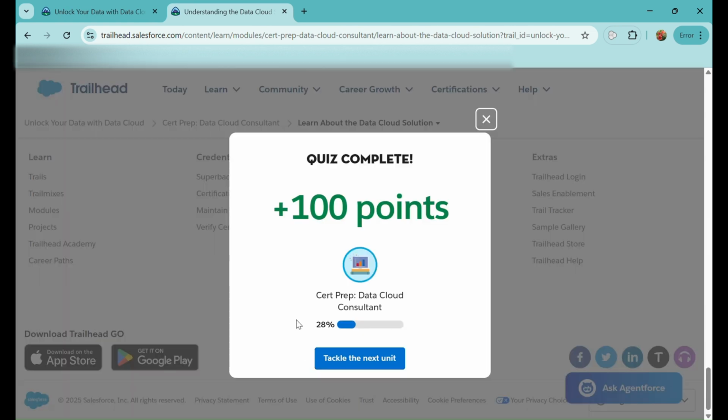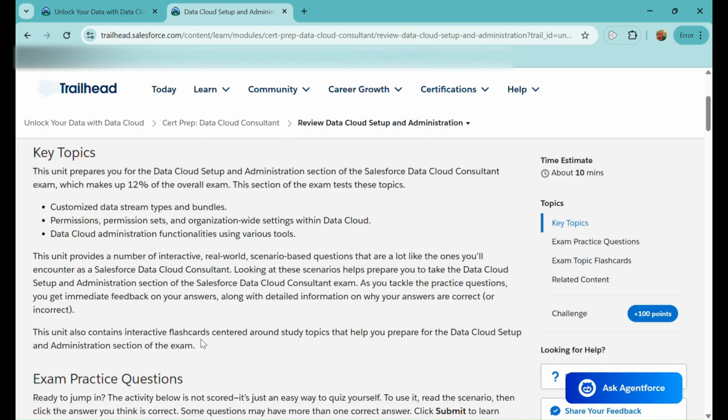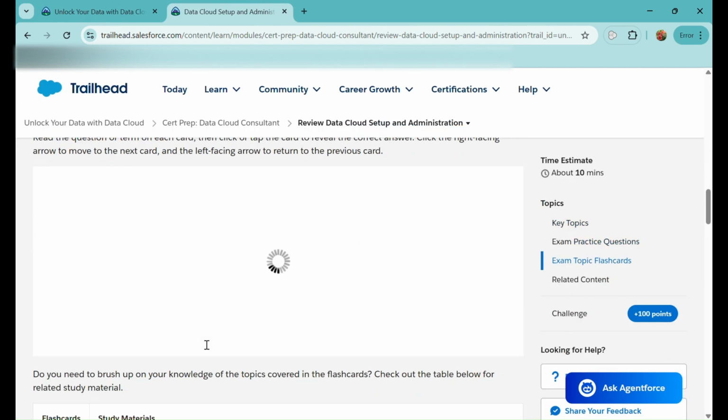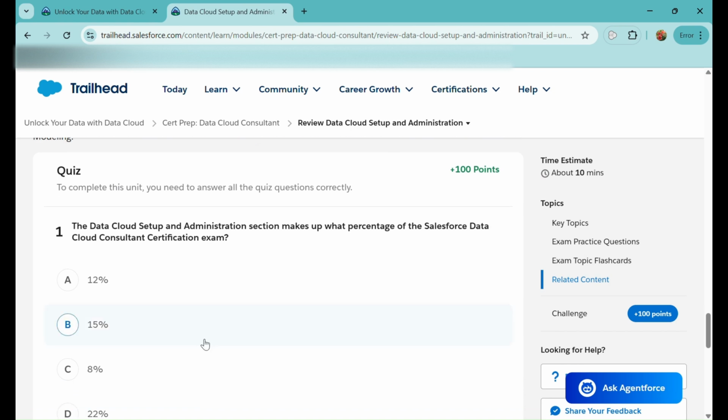Let's move on. Let's go to the next unit, that is review Data Cloud setup and administration. So we'll go to the quiz again. First question is, the Data Cloud Setup and Administration section makes up what percentage of the Salesforce Data Cloud Consultant Certification exam? So it is 12%.